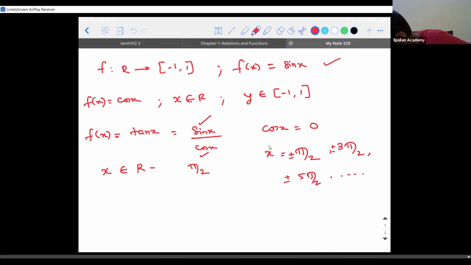Clear? 2n plus 1. I can write 2n plus 1 into pi by 2. If any book gives it as 2n minus 1 into pi by 2 also, it is right only. So I can substitute any real number except 2n plus 1 into pi by 2, where n belongs to the integer set, for all values of n that belongs to the integer set. Am I clear? Yes, sir.